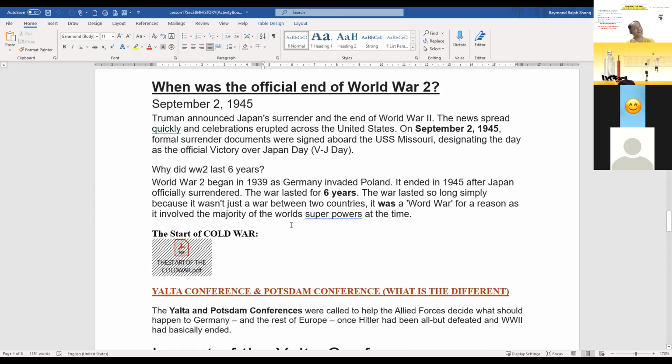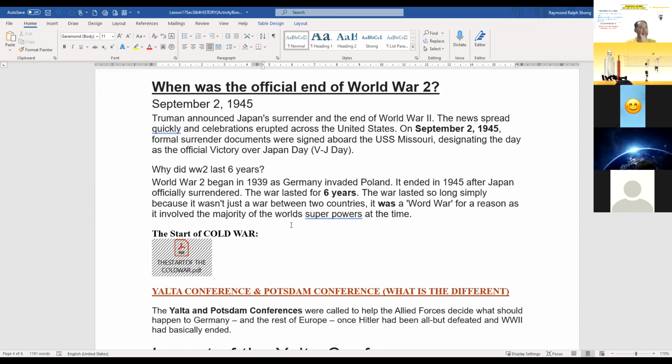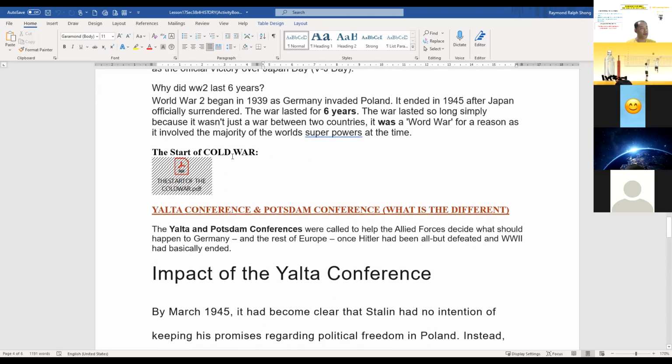So why did World War II last 6 years? World War II began in 1939 as Germany invaded Poland. Thank you, Hao Rui, thank you. It ended in 1945 after Japan officially surrendered. The war lasted 6 years, but actually it started way before that, if you take into account the Japanese attack on China. But because it affected a lot of countries and officially started on 1st of September, it was a world war. Later we're going to tell you more about this. I'll just go through all the slides here first. So the Yalta Conference and the Potsdam Conference, what is the difference?